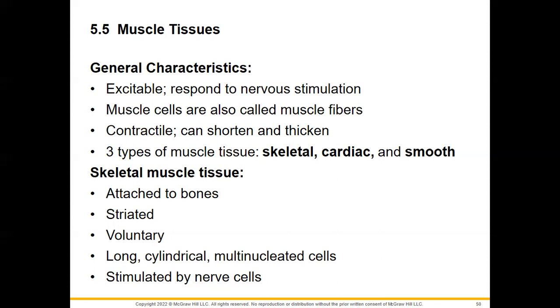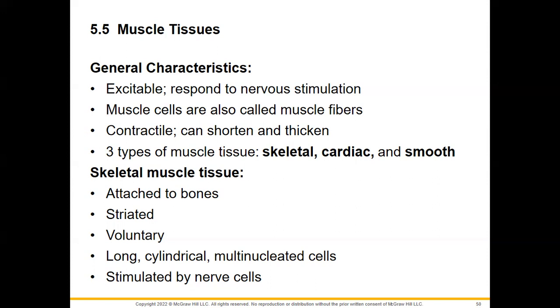Because we have these muscle cells, those muscle cells will move in response to some stimulus by the nervous system. The cells of muscle tissue are called muscle fibers. In some cases you'll call it a myocyte, but for the most part, when we're talking about muscle tissue, if you hear the term muscle fiber, we're literally talking about a muscle cell.